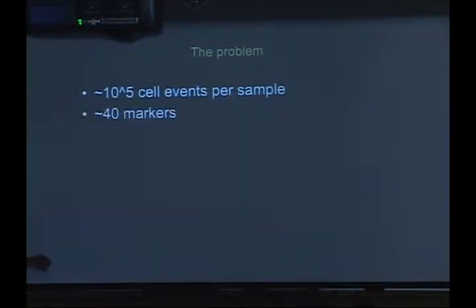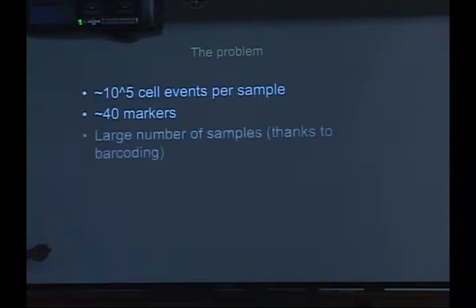So the main coordinates of the problem: the raw data with which you will work when you're dealing with a set of experiments are going to be the number of cells. You're going to have hundreds of thousands or millions of cells per sample. You're going to have 40 markers, which give you a gigantic multidimensional space.